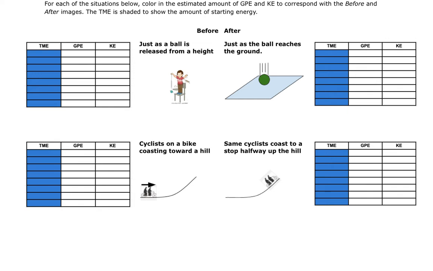So when he's holding the ball and just let it go, the ball has not had a chance to speed up. Its velocity is 0. So that means that it can't have any kinetic energy. So all this total mechanical energy must be gravitational potential energy. So we can indicate that simply by coloring in our gravitational potential energy and filling in all those.